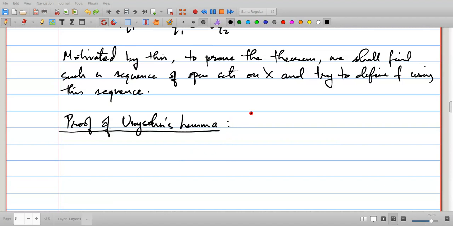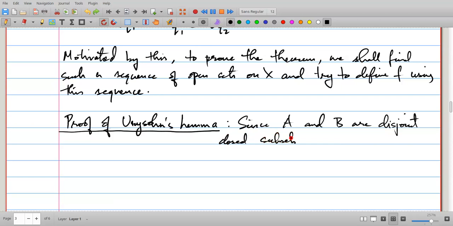So since A and B are disjoint closed subsets, this implies that A is contained in X minus B, and we define X minus B to be this open subset U1.